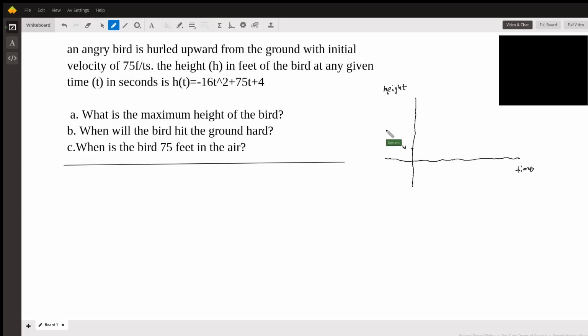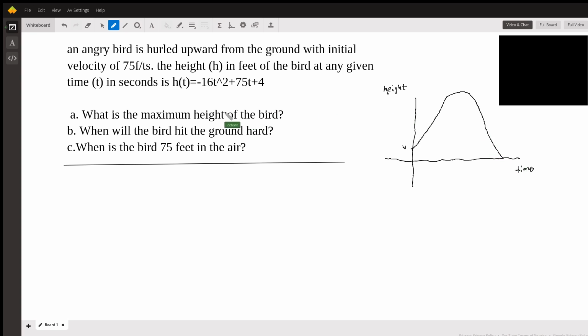And then you can see that this is the equation of a parabola. It's a second-degree equation, t squared. And so you know the parabola opens down because of this leading negative. So to sketch the graph, we know that it looks something like this. And this is when the poor bird hits the ground.